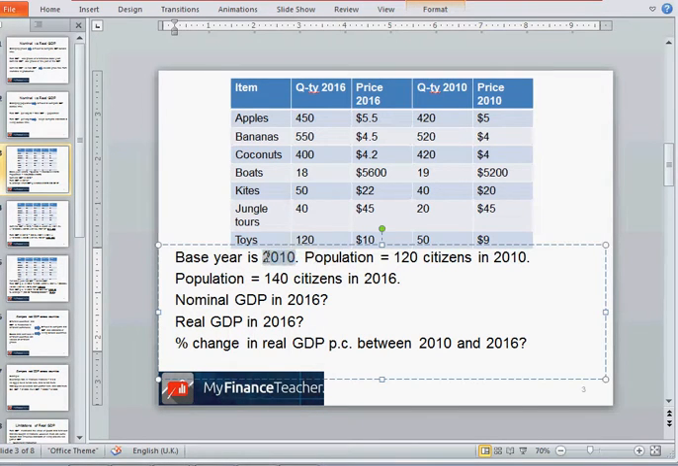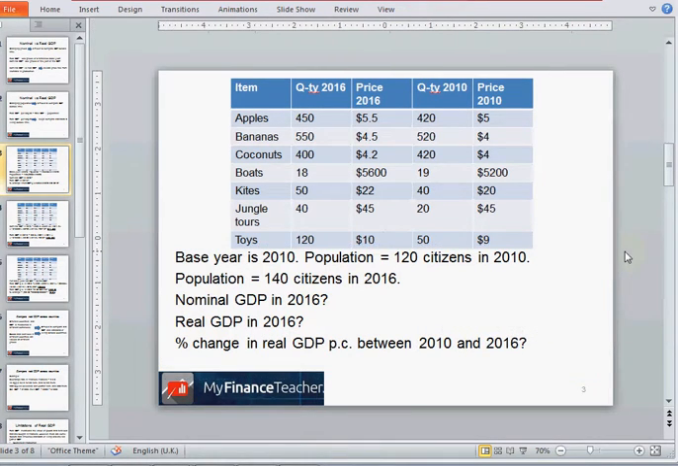Let's say 2010 is going to be our base year. Let's say population in 2010 was 120 citizens on this island, and the population in 2016 became 140 citizens. Let's practice by calculating the nominal GDP and real GDP for 2016, as well as the percentage change in real GDP per capita from 2010 to 2016. In this way we will try to estimate the changes, maybe the improvement in the standard of living from 2010 to 2016 in this island country.